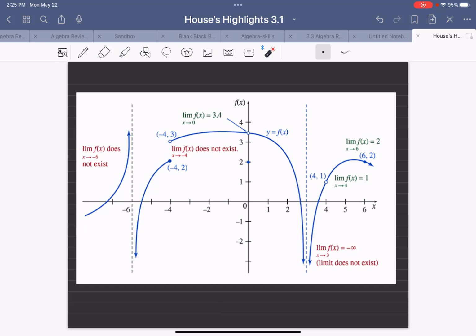Now, there are going to be some limit rules we'll also talk about, but before we talk about those, let's talk about this concept of discontinuity, or the concept of continuity.